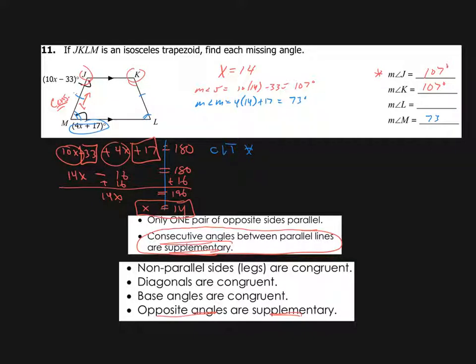But also, so is angle L, right? Because these guys are base angles, and base angles are congruent. So I got 73 degrees. And when I add it all up, I do in fact get 180, or I'm sorry, 360, because these two add up to be 180, and two 180s is 360. And that's the sum of all the angles in a quadrilateral, so we're looking good.